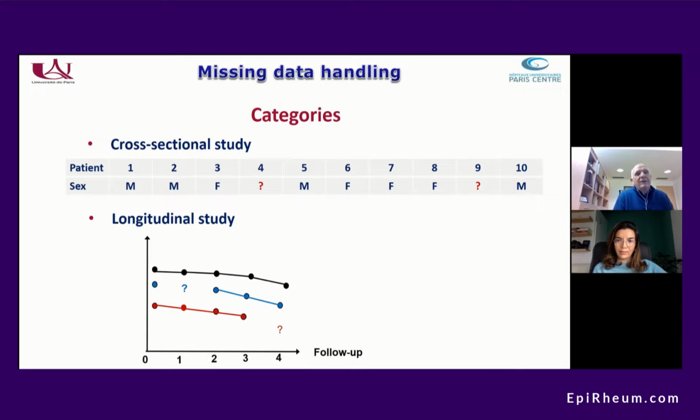There are also other categories concerning the longitudinal study, that is the studies in which you are collecting the same information several times during the study. Here you see in black a patient for whom you have all the data available at each visit. In blue, there is one intermediate value which is missing, and in red, the final value which is missing. And the question will be how to handle that, because you need this information in order to perform adequately your analysis.